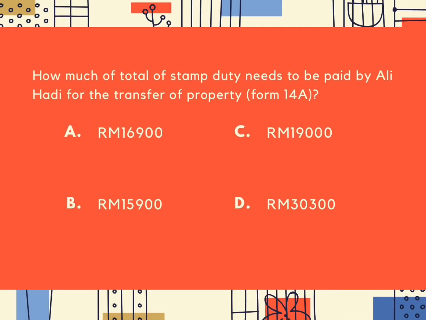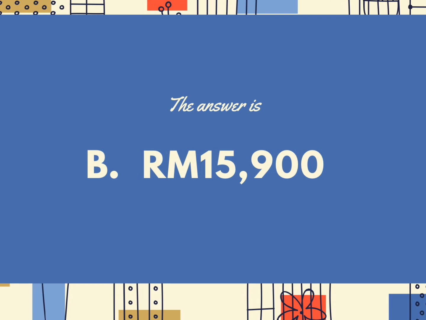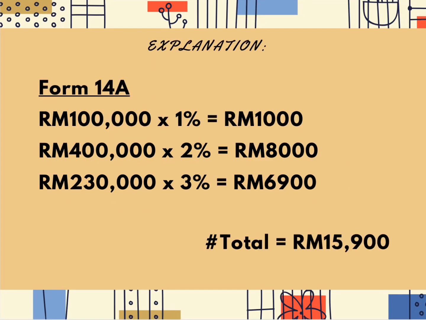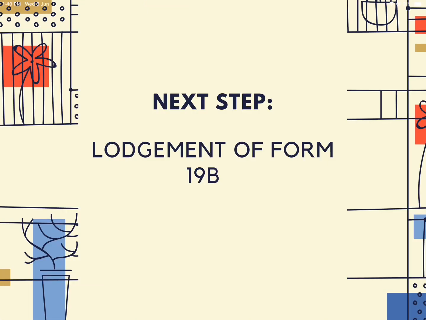Moving on to the next question, how much total stamp duty needs to be paid by Ali Hadi for the transfer of property? The answer is B, 15,900 ringgit Malaysia. The rate of chargeable stamp duty will depend on the value of the property as prescribed by Item 32 Clause A of the First Schedule Stamp Act 1949, as can be seen on your screen right now. Following this formula and also considering the value of the property in this case, which is 730,000 ringgit Malaysia, you will get the amount of 15,900 ringgit Malaysia.